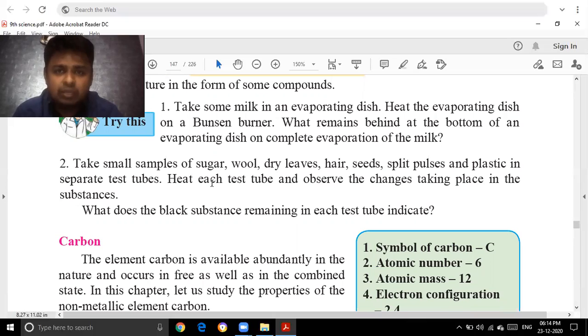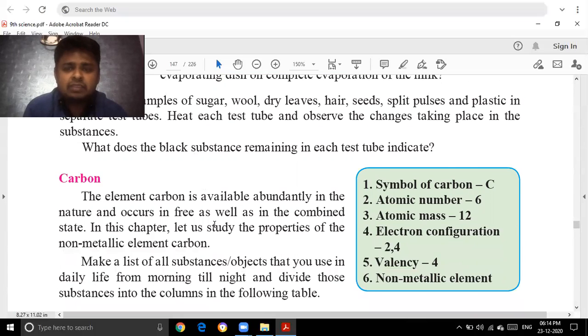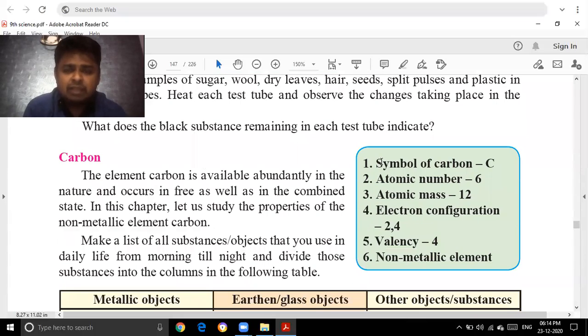ते सगळ्यात शेवटी काय राहते? कार्बन राहते. कार्बन एक बेसिक एलिमेंट आहे. कार्बन सगळीकडेच आहे. तर कार्बन चे इथं गोष्टी दिलेल्या आहेत बघा. सिंबल. सो व्हॉट इज द सिंबल ऑफ कार्बन? कार्बन इज C. Atomic number is 6, atomic mass number is 12, electronic configuration is 2,4, valency of carbon is 4, and it is a non-metallic element.